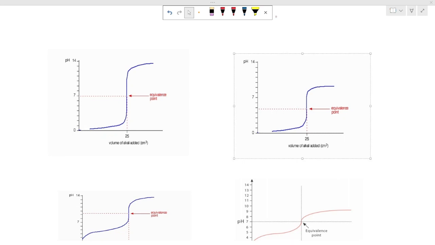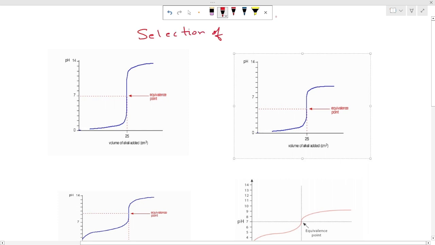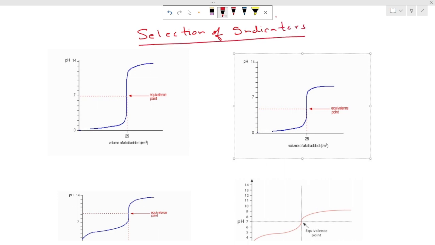Welcome. So in this video, we'll learn about the basis of selection of indicators. Which type of indicator is used during any acid-base titration? Their selection criteria we will learn in this video.